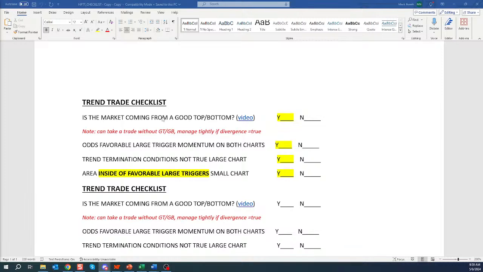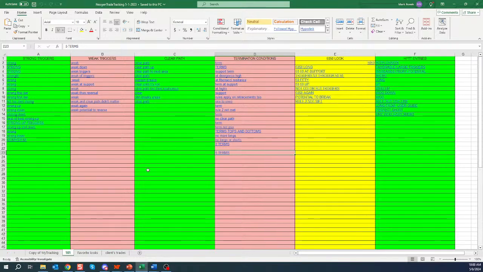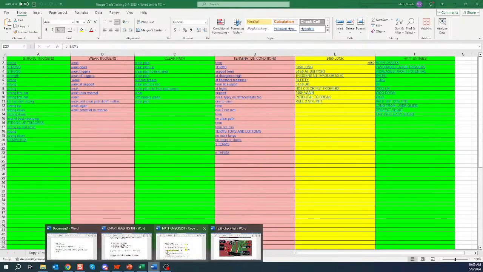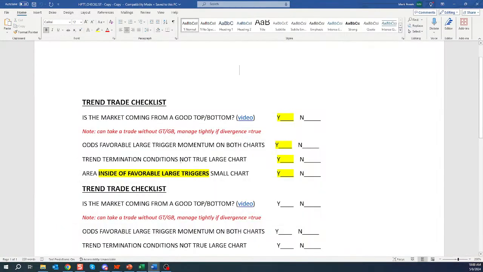I'm going to go find a market coming from a good top or bottom. I'm going to make sure that I have momentum on both charts and no terminations in that area inside. And I'm going to show him that you can't make money with this recipe. And if you do that, you'll be with me forever, because it means that you're doing the work. It means that you're recognizing the advantages. It means that you're learning how to take the trade the correct way.